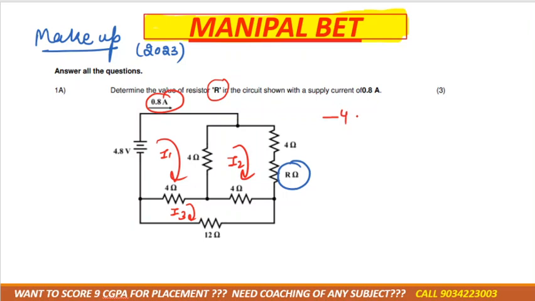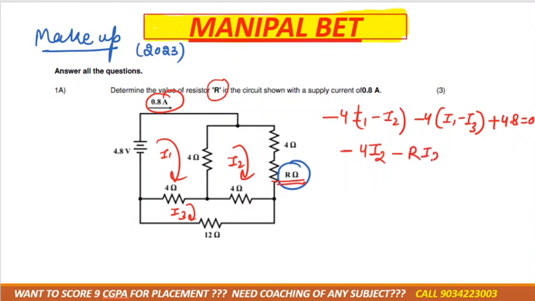So that would be first mesh equation is minus 4(i1 minus i2), then minus 4(i1 minus i3) plus 4.8 is equal to 0, right? Second mesh equation is minus 4(i2...). We don't know the value of R, so we'll consider R only. R i2 minus 4(i2 minus i3), then minus 4(i2 minus i1) is equal to 0. Second equation, right?